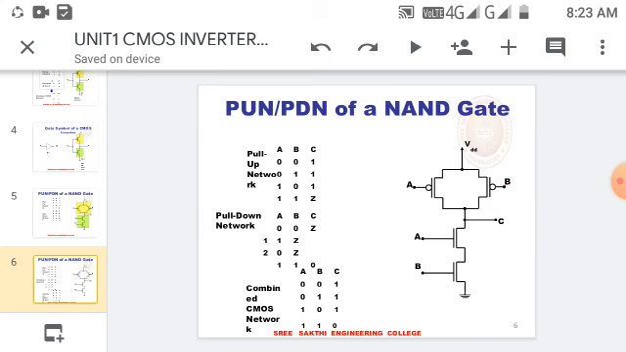You can see here, combinedly for the pull down network, when A is 0 and B is 0, the output will be open condition. Similarly for 1, 0, it will be in open condition because it is connected to the ground. When PMOS is in off condition, you cannot get the output. So combinedly, A and B are inputs and C is the output.